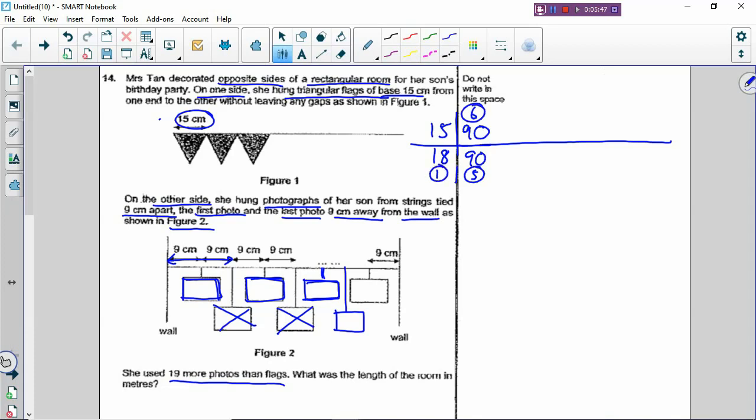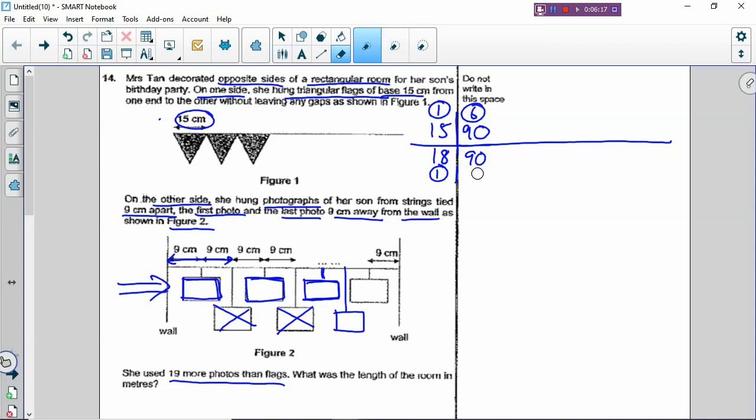Okay? You look at the figure. Every 18 cm is one rectangle. You just look at the top rectangles. Don't look at the rectangles below. Every 18 cm is one rectangle, every 15 cm is one triangle. So if the length of the room is 90 cm, there are 5 rectangles on top. And then there must be how many rectangles below? You minus 1, and you will get 4 rectangles below.